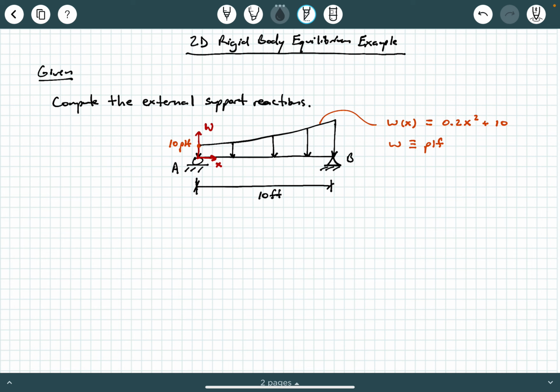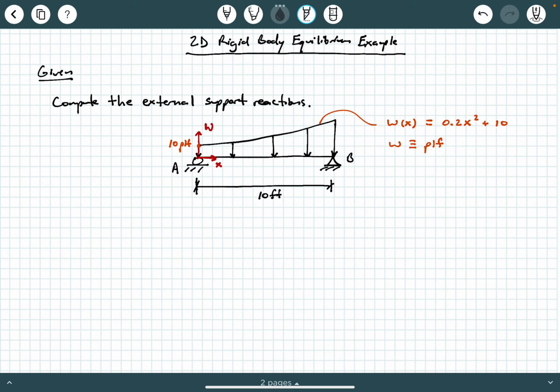So we see that the origin is given to us as point A, positive x is measured as pointing to the right, and then positive w, of course, is moving up like this. The initial point at point A has a load value of 10 PLF, and then, of course, we have this parabolic increase up to a higher value at point B.